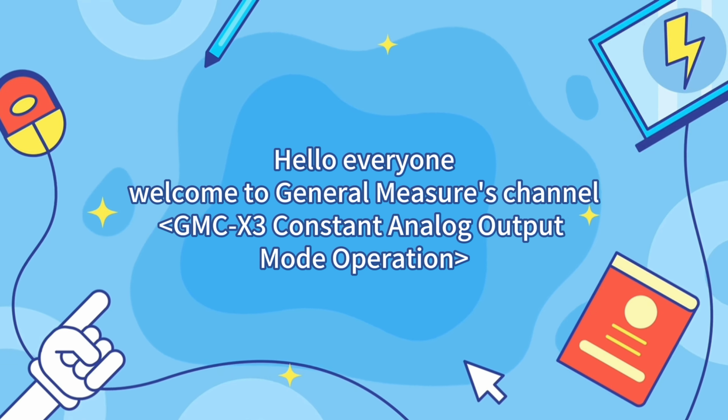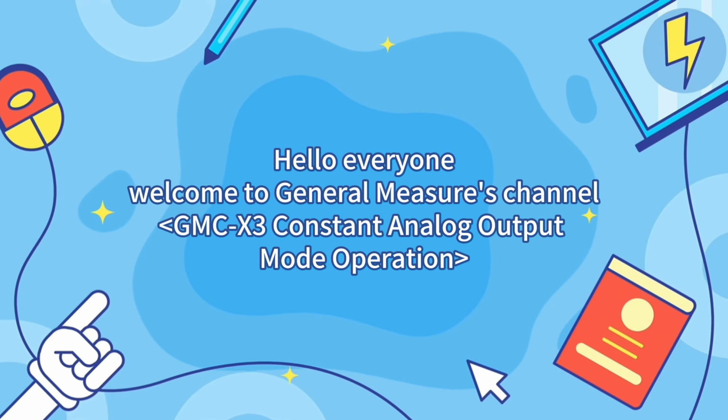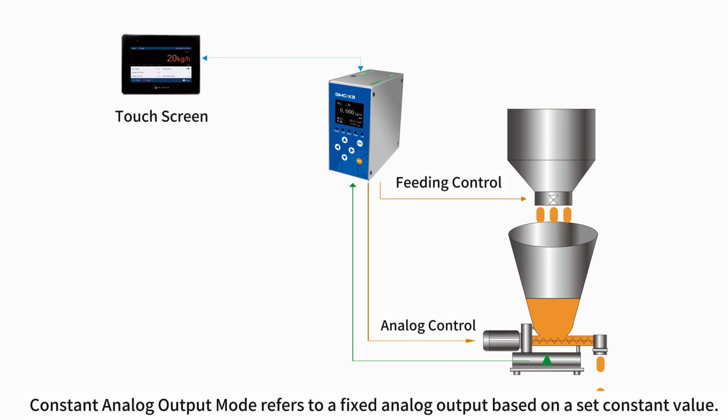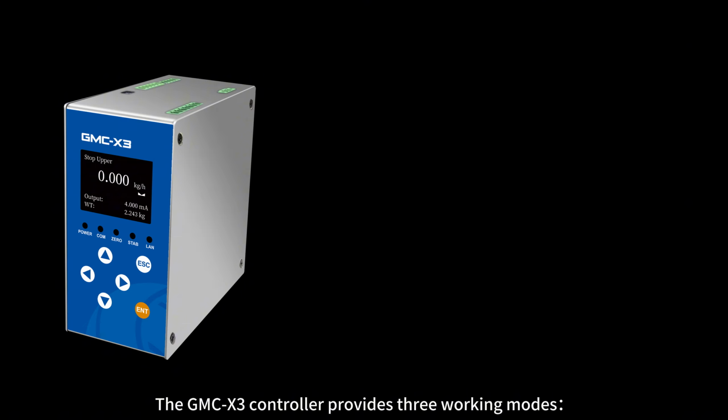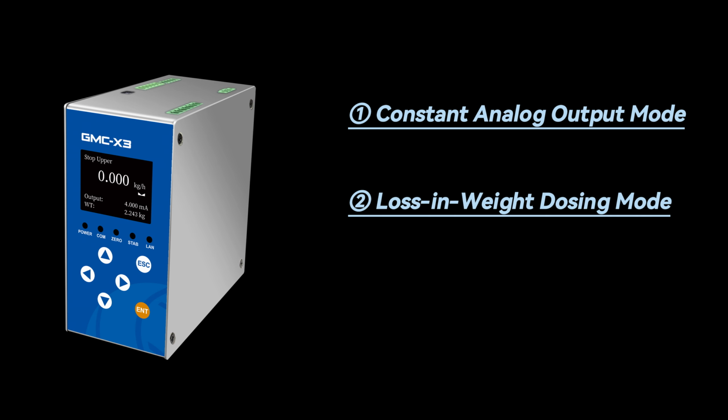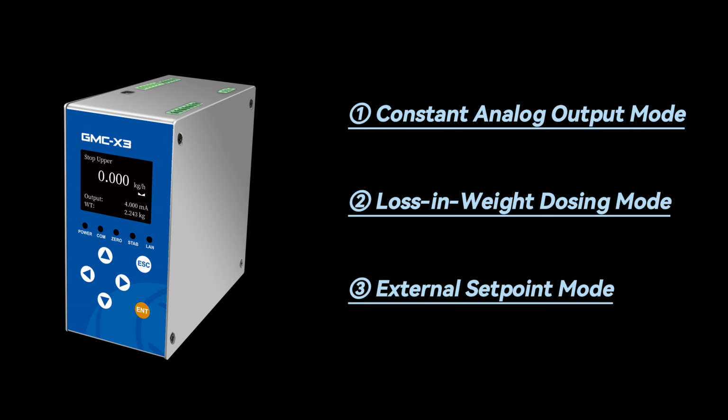In this guide, we will explain how to use the constant analog output mode of the GMC-X3 Loss-in-Weight Controller. Constant analog output mode refers to a fixed analog output based on a set constant value. The GMC-X3 controller provides three working modes: constant analog output mode, loss-in-weight dosing mode, external setpoint mode.